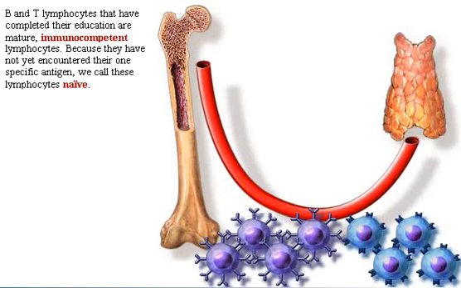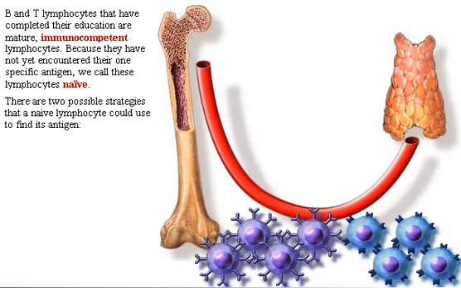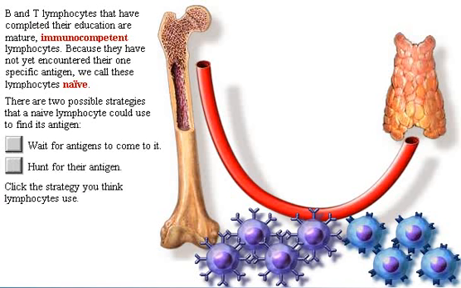B and T lymphocytes that have completed their education in the primary lymphoid organs are mature immunocompetent lymphocytes. Because they have not yet encountered their one specific antigen, we call these lymphocytes naive. There are two possible strategies that a naive lymphocyte could use to find its antigen: wait for antigens to come to it, or hunt for their antigen. Select the strategy you think lymphocytes use.